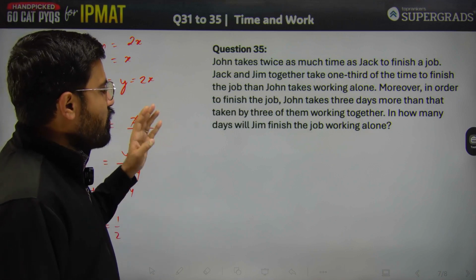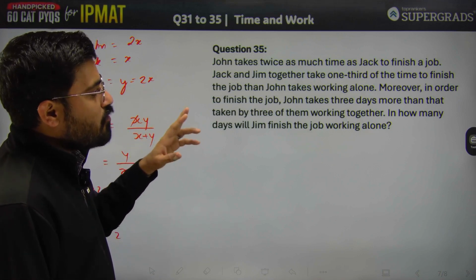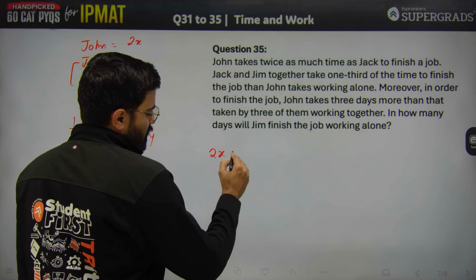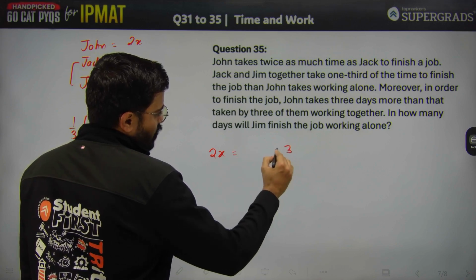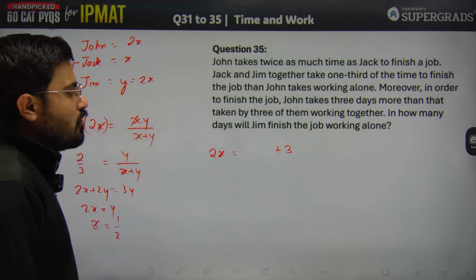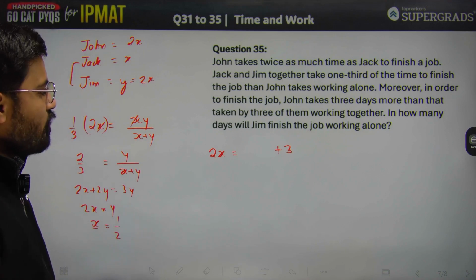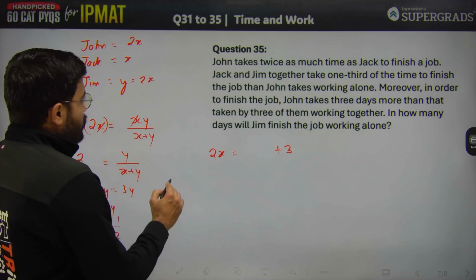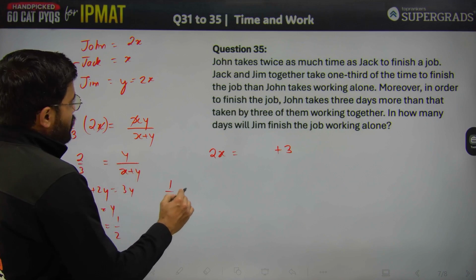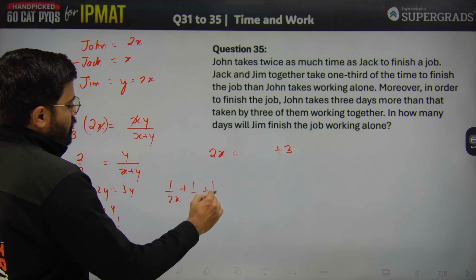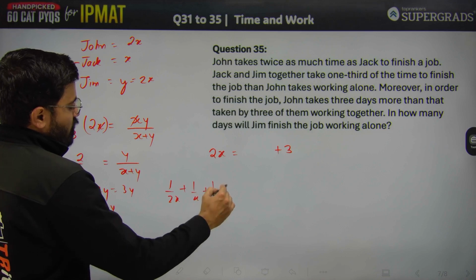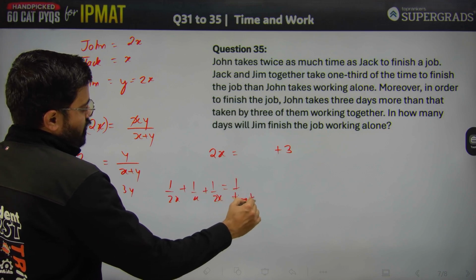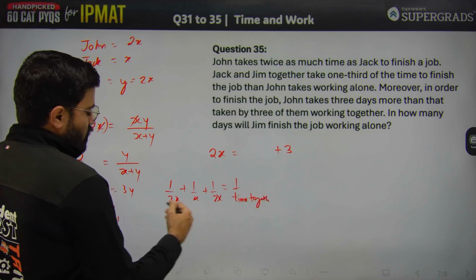Moreover, in order to finish the job, John takes 3 more days than that. So John takes 3 more days. 2x is equal to 3 more than what? More than the time taken by the three of them working together. So how long will the three of them take? They will take 1 upon 2x plus 1 upon x plus 1 upon 2x. Let's calculate the time taken together. 1 upon time taken together is equal to this.